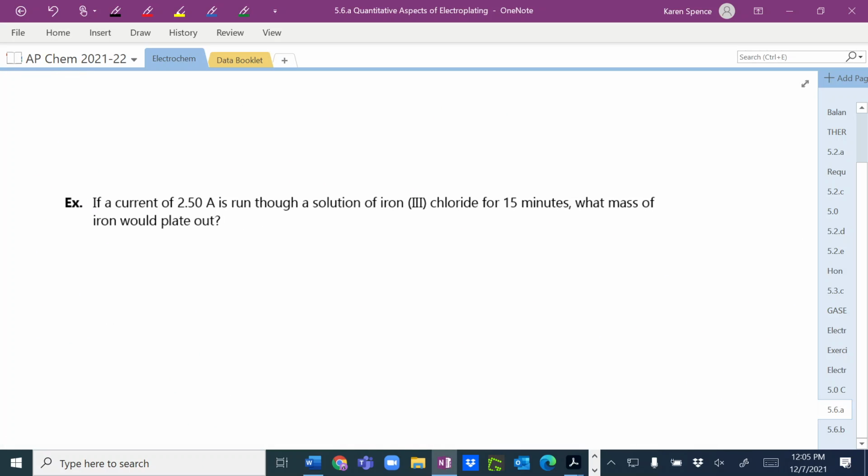You have these worked answers on here. I'm just going to work through it like writing it. If we have a current of 2.50 amps and we run it through a solution of iron 3 chloride, I'm just going to write my ions so I have them there. What mass of iron would plate out? And I ran it for 15 minutes.